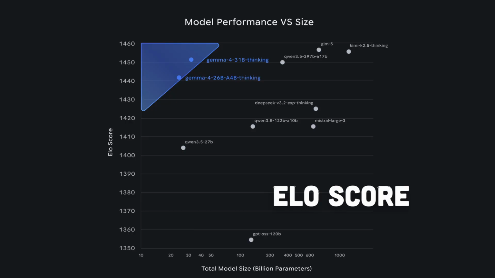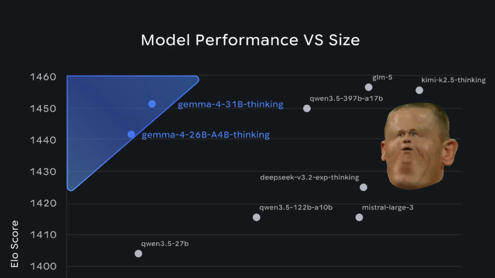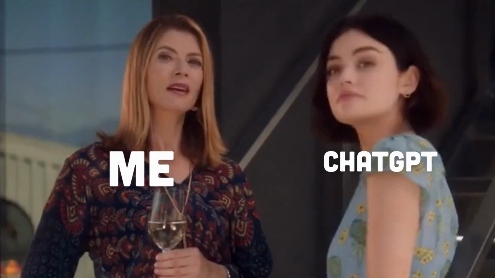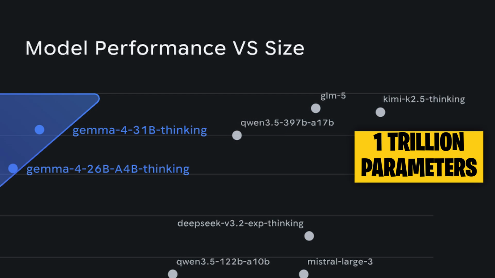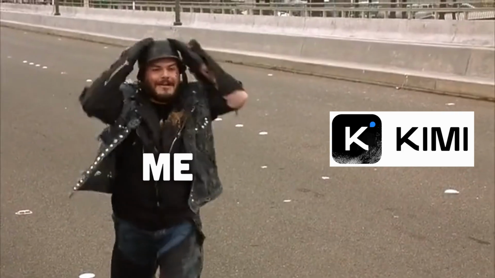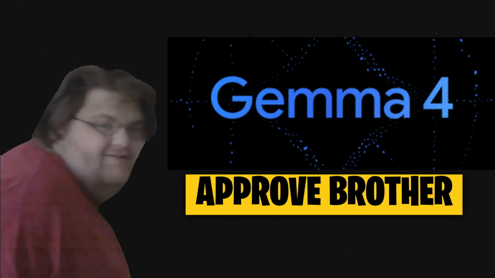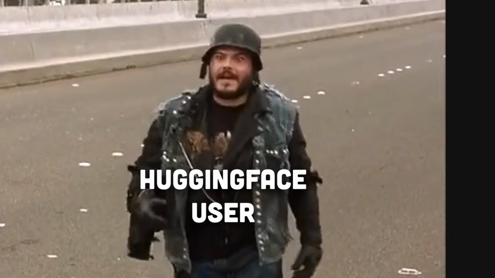On the LMArena rankings, Gemma 4 caught my eye because this version basically started picking up my attention. 1451 score. But look at the Kimi right next to it, because apparently this thing is way bigger, and Gemma 4 actually only has 31 billion parameters. Like, what the hell, bro?